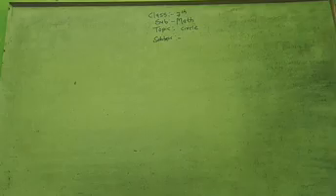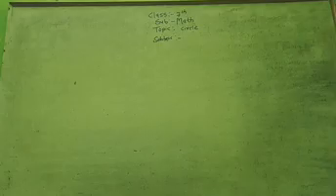Now what is the fourth example? The circumference of a circle is 62.80 centimeter, taking pi as 3.14. The value of pi is given as 3.14, not 22 by 7, and find its diameter. They ask for the diameter by taking the value of pi as 3.14.